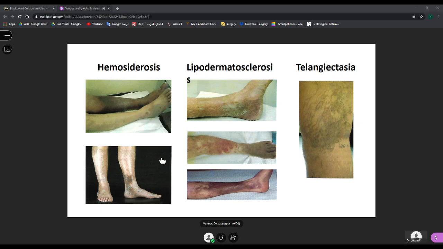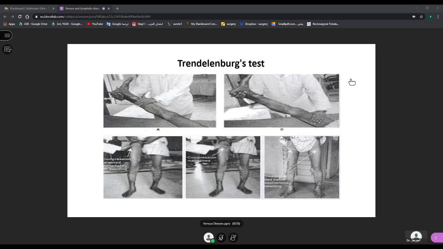Yes, safe. Doctor, is this test only for primary varicose veins? Yes, I would say it's mainly useful for the primary, because for the secondary the problem is not in the perforators. For the secondary, the problem is in the deep venous system. Okay, but this will allow you to identify where the incompetent perforators are between the superficial and deep venous system.